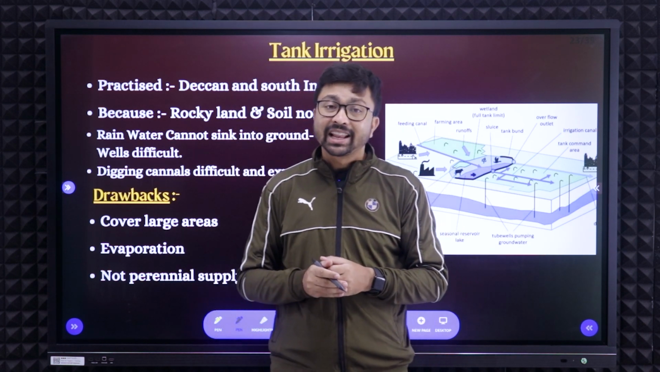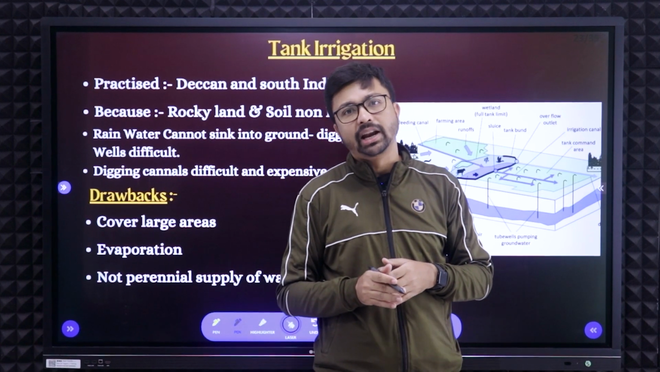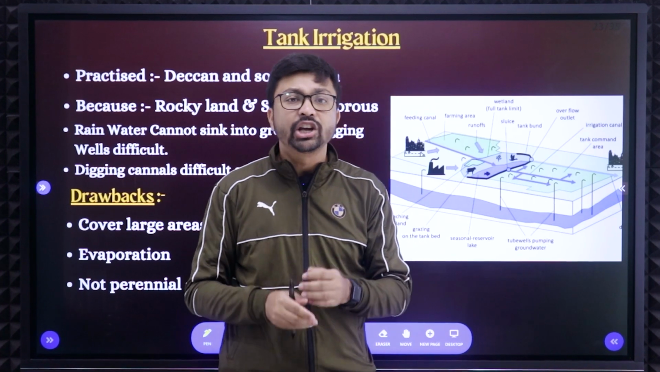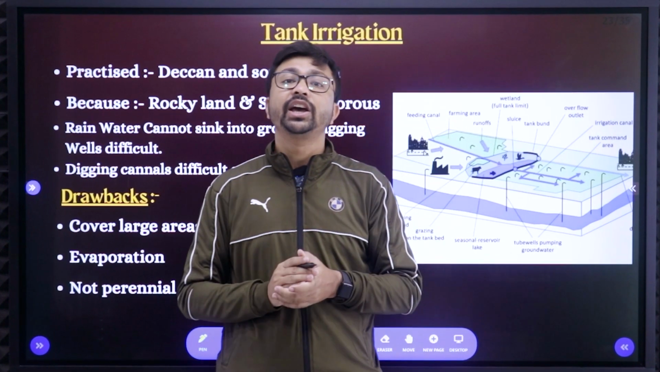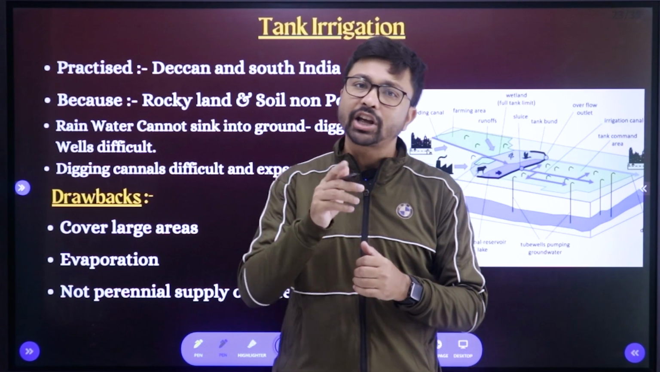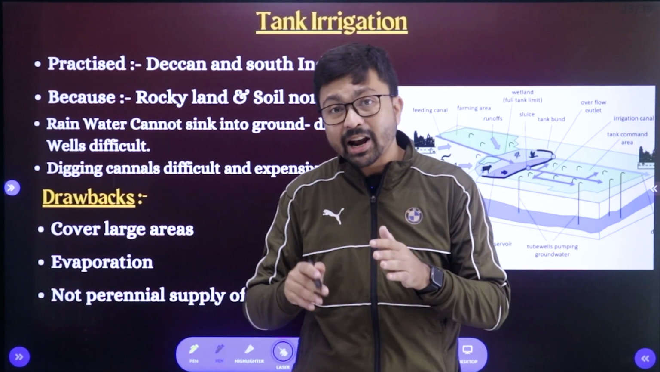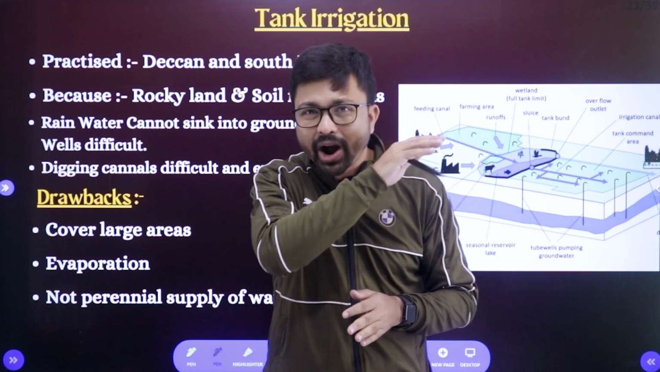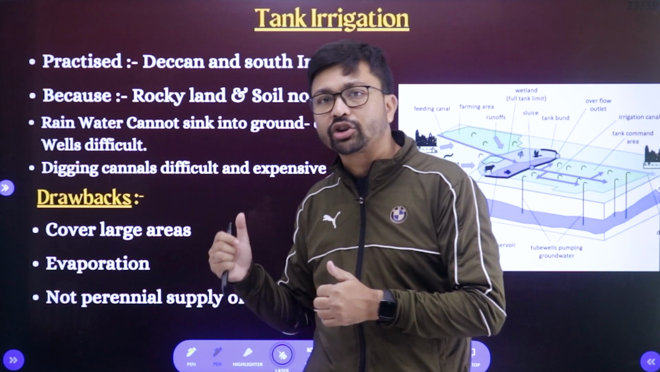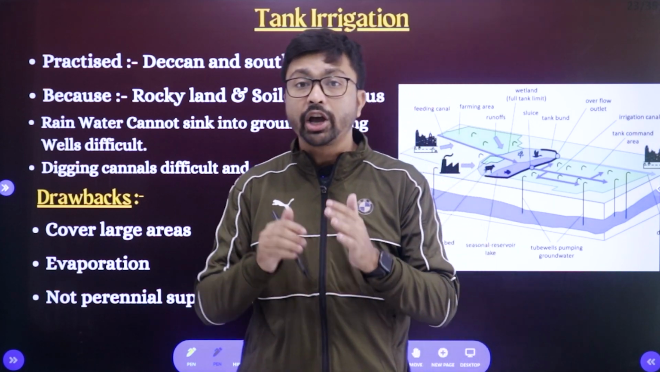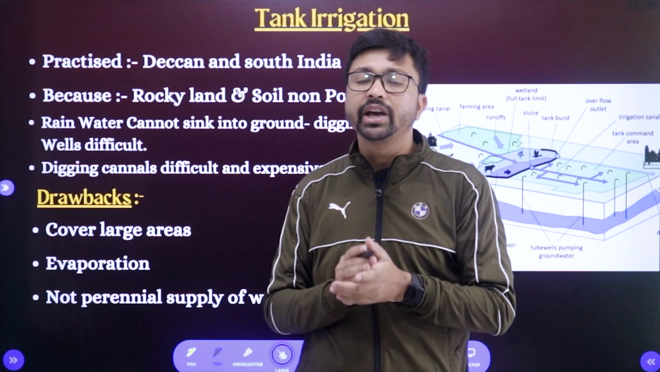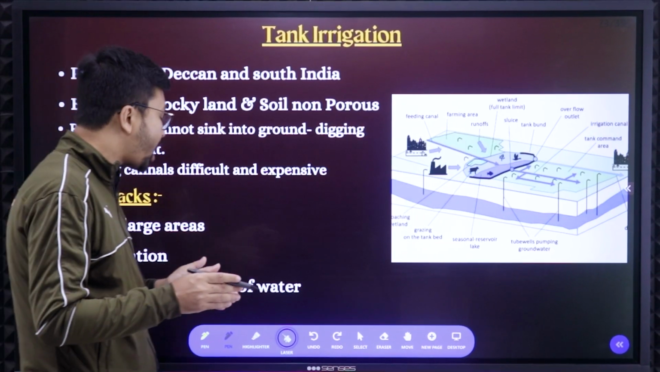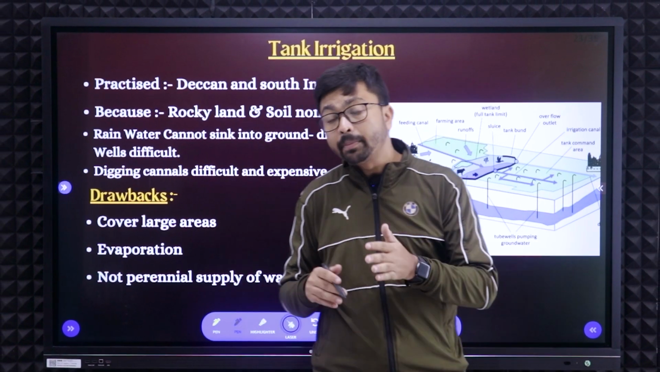There are two other points: other methods of irrigation like wells we cannot dig, and we cannot make tube wells because we cannot drill it. So that's why other methods of irrigation are not possible. Even canal irrigation is not possible because the landform is up and down, undulating. Canal irrigation requires a smooth slope, so that is also not available in that area. So that's why we practice tank irrigation in the southern part of India, because the other methods of irrigation are not possible here.